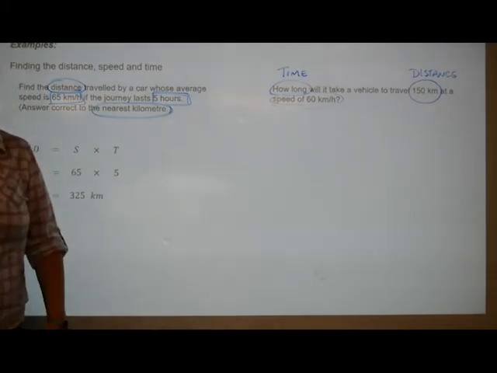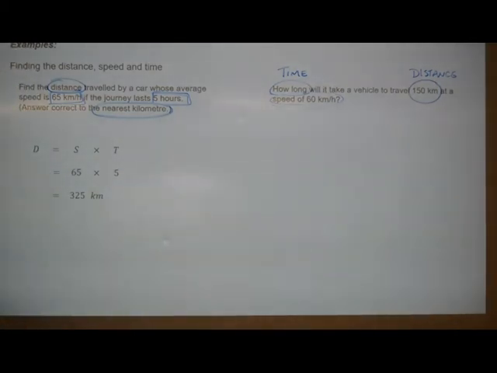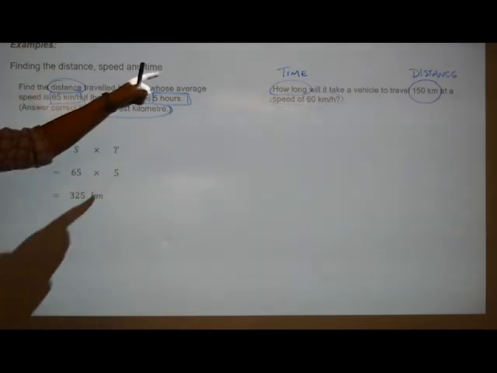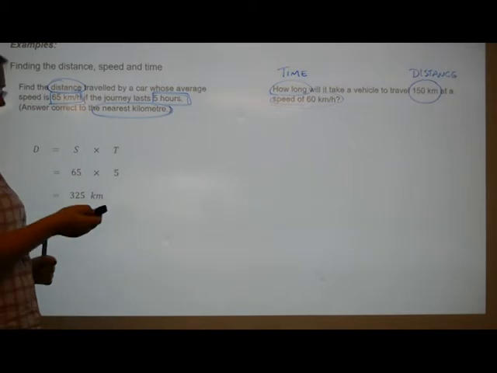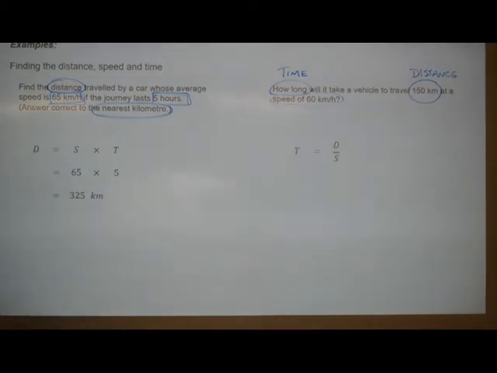What am I going to do first? What did we do first over here? We wrote the formula down. What's the formula going to be this time? Because we're looking for time, time equals distance over speed. Hopefully that's fairly straightforward.